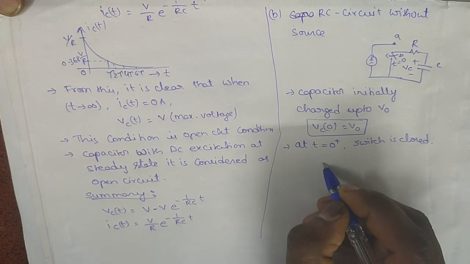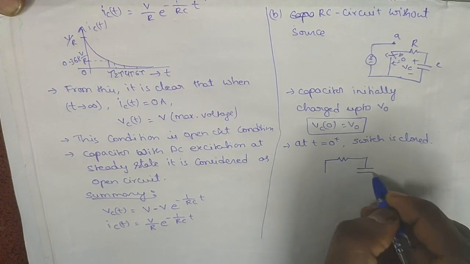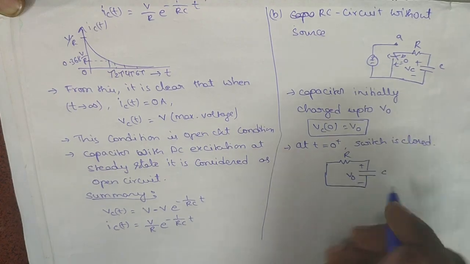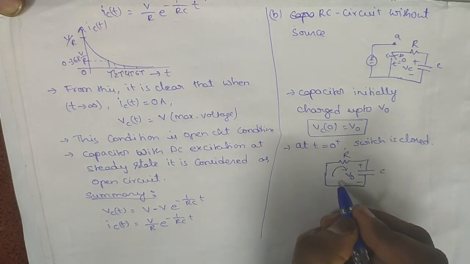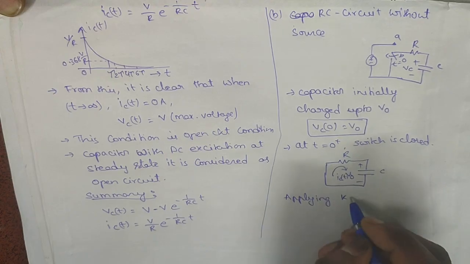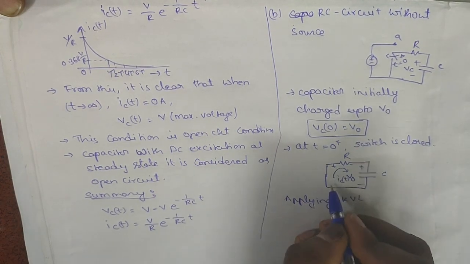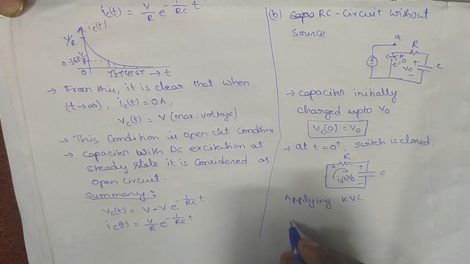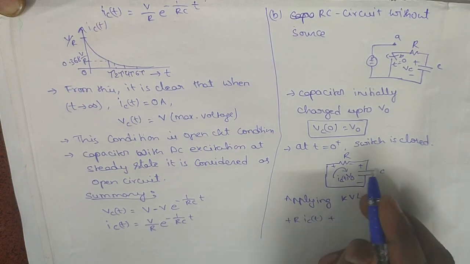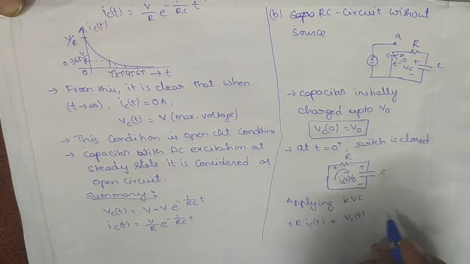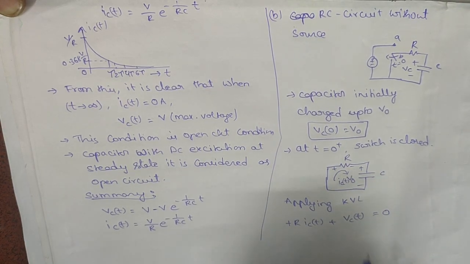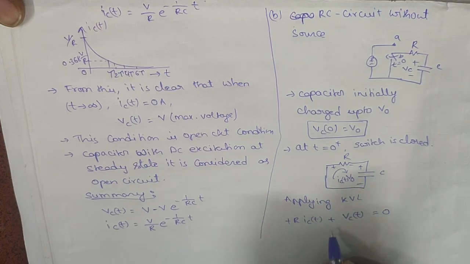So the circuit will look like this. When you apply KVL here, the current direction we assumed in this forward direction, so plus R Ic of t plus Vc of t, as the initial voltage is V0, but we are considering overall, Ic of t is equal to 0. So from this we will expand.